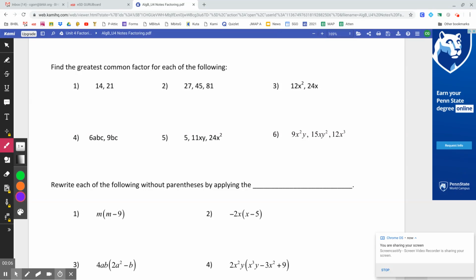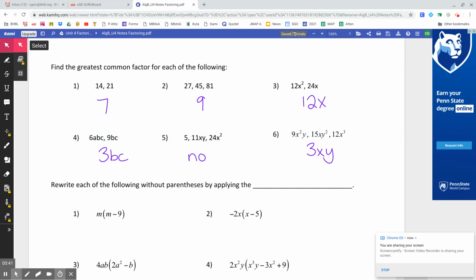Let's talk about where we left off last time. We were talking about finding greatest common factors when we are looking at numbers. So number one, we should have an answer of 7. Number 2, we should have a GCF of 9. Number 3, our GCF is 12x. Number 4, our GCF is 3bc. Number 5, there is no GCF. There's no common factors there. And number 6, we have 3xy. So hopefully you've been able to check your answers from before.